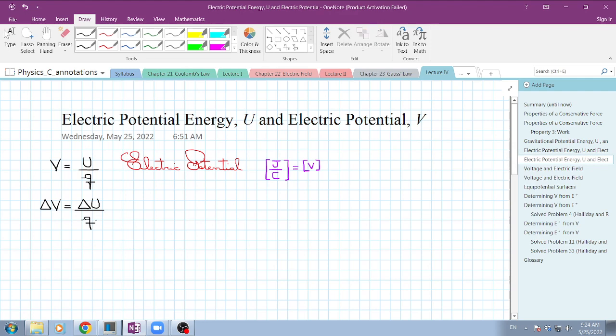Okay, guys, and from here, you can actually say that our variation in potential energy, you just have to multiply the charge by the variation of the potential, the potential difference.